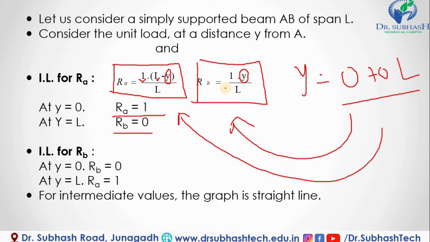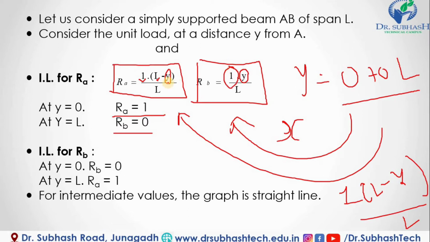So please note down the equations of RA and RB. We also call it x instead of y; both are the same. So for RA, for a simply supported beam, what should the equation be? 1 into L minus y divided by L. And what should the equation of RB be? y by L. You have to neglect the unit value of 1. Here you have to neglect the value of unit load 1, then it is L minus y upon L.